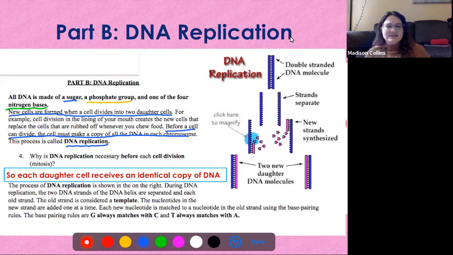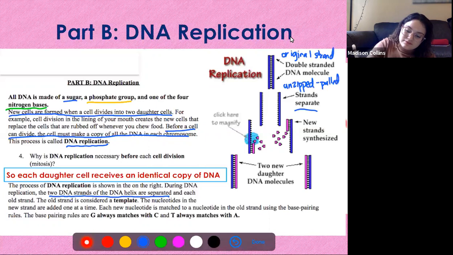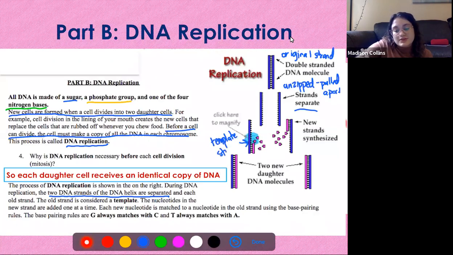All right, but how does this happen? So the process of DNA replication is shown in this picture on the right. During this process of DNA replication, the 2 DNA strands of the DNA helix are separated. So they're almost unzipped. You can see right here that this is our original strand. And those strands are actually pulled apart. So they're separated, unzipped or pulled apart. And now each of these blue strands that we see is what we're going to refer to as our template strand. So this is what the cell is about to copy to make a new strand.